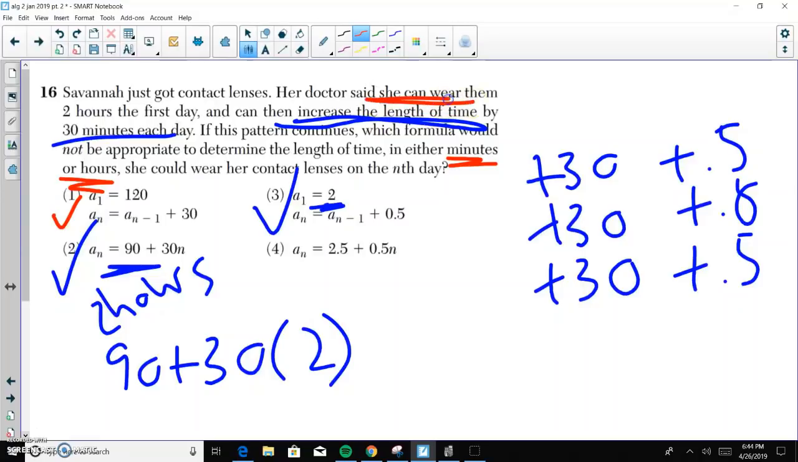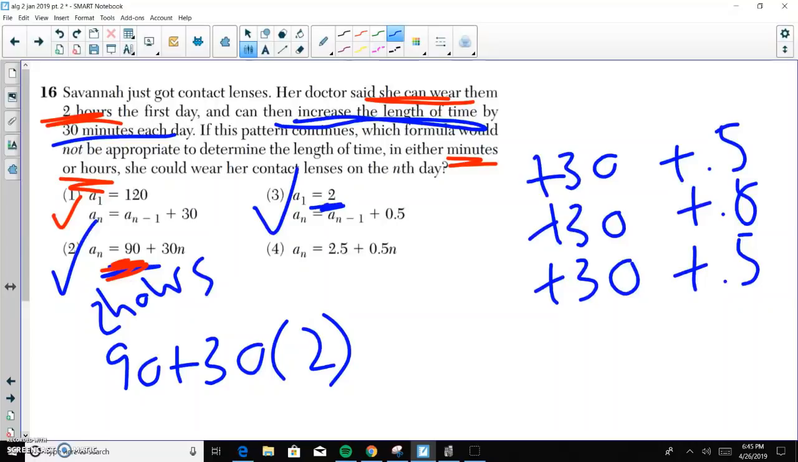she can wear them 2 hours. 90 minutes is not 2 full hours, but it's less than 2 hours. So she can wear them less than 2 hours on the first day. So that's why that's correct again. Sorry about that. Now let's look at choice 4.